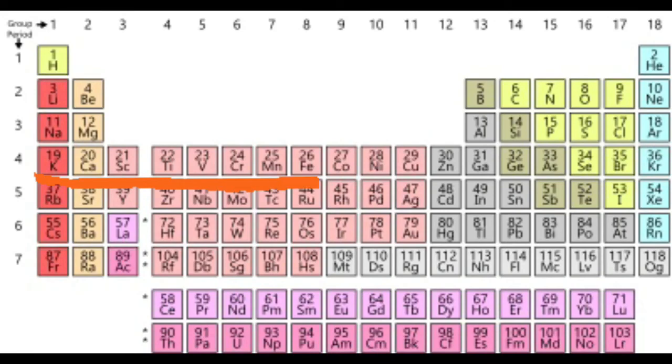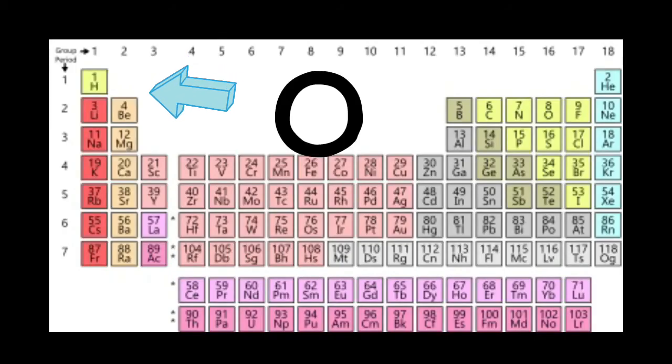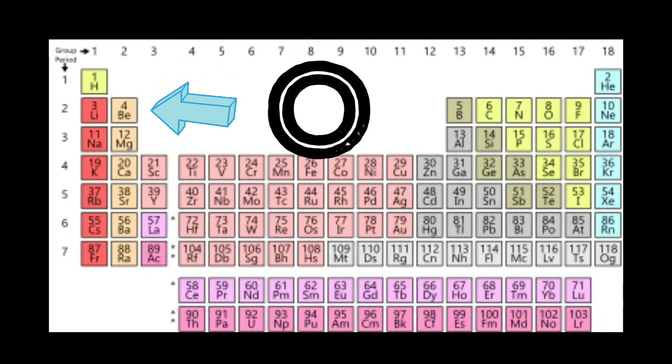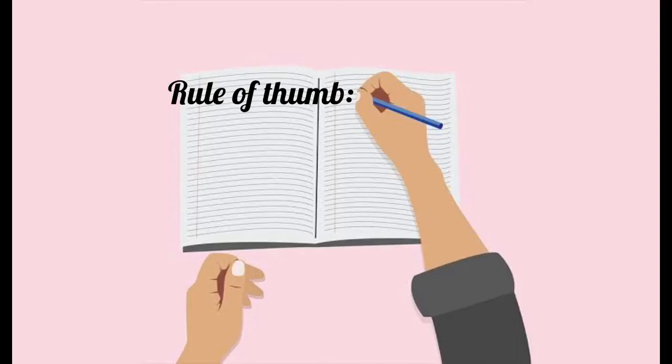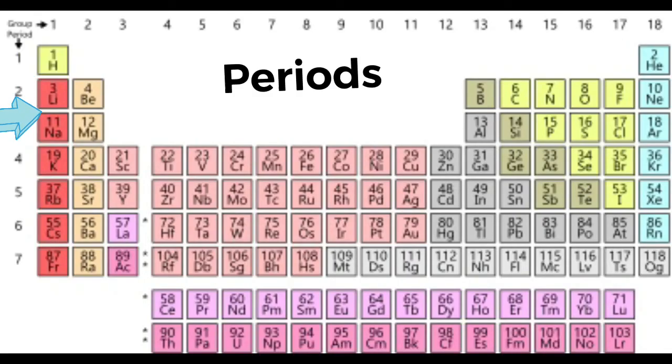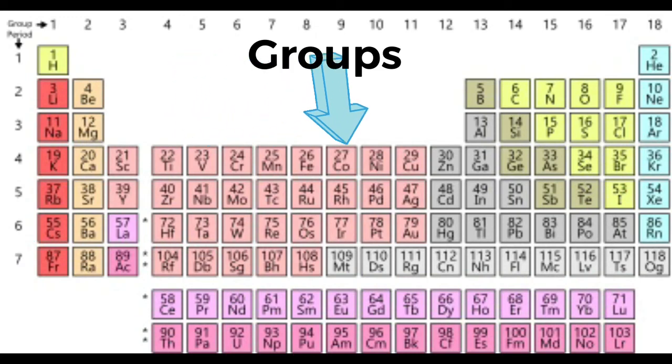Now, the rows are called periods. These are more straightforward. They represent the number of shells an atom will have. Moving down the table, the number of shells increases, like layers of an onion. The period number is equal to the number of shells. However, be sure to remember the difference between periods and groups.